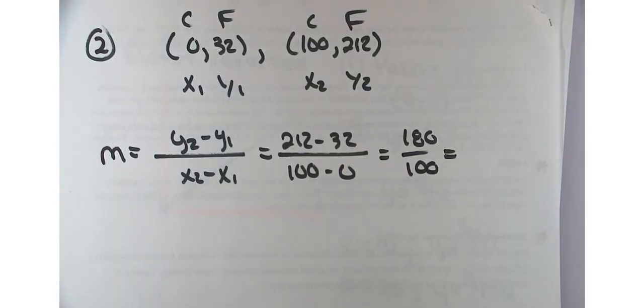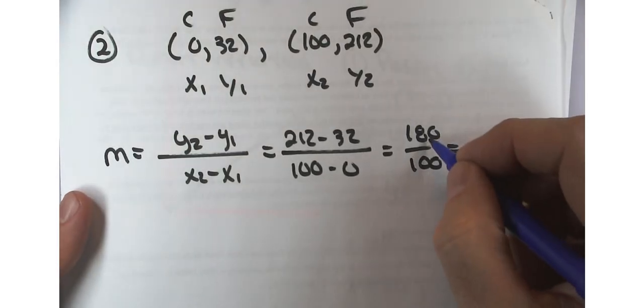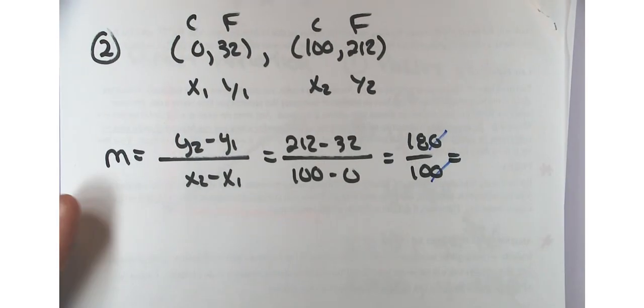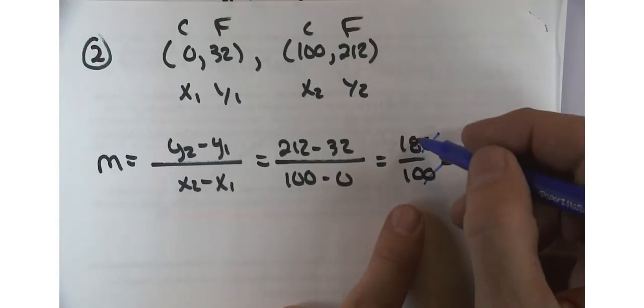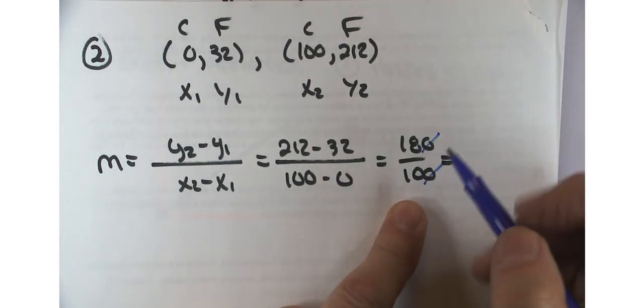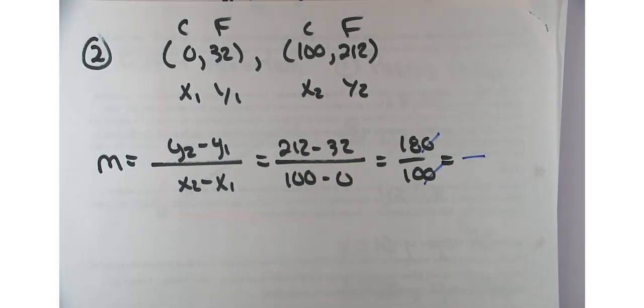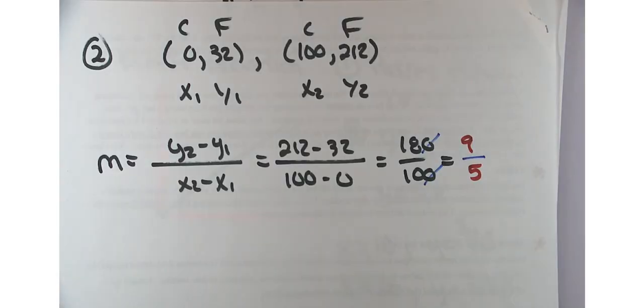Now, just a little hack here that you can do to simplify this a little bit. Since both of these end in a 0, I can divide by 10 by crossing out a 0 like that. Okay, I'm left with 18 over 10. What number goes into both 18 and 10? 2. 2 goes in here 9 times and in here 5 times. So that's the slope of a line between those two.